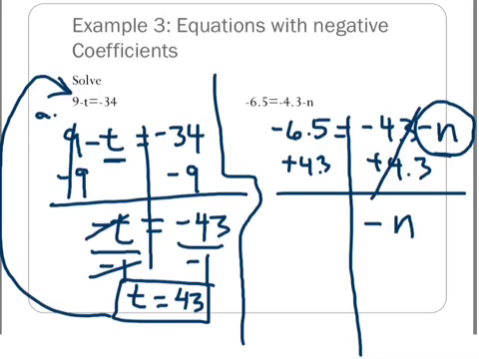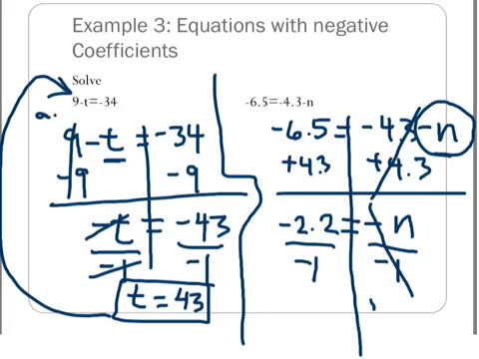And now negative 6.5 plus a positive 4.3 is going to be a negative 2.2. When the signs are different and I'm adding, I subtract and take the sign of the higher number. Are we done? No, we're not. We have isolated a negative n. That's not what we're interested in. We are interested in isolating a positive n. So I'm going to divide both sides by that negative 1, like we talked about before. That cancels out. Boom. I'm left with a positive n is equal to 2.2, positive 2.2.